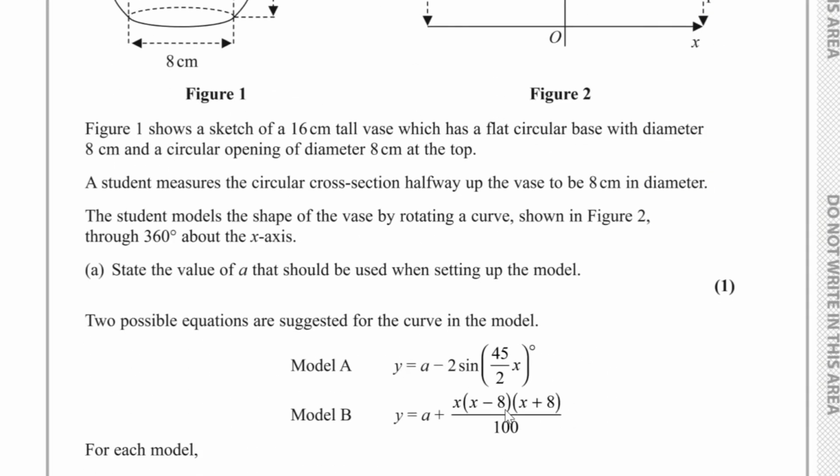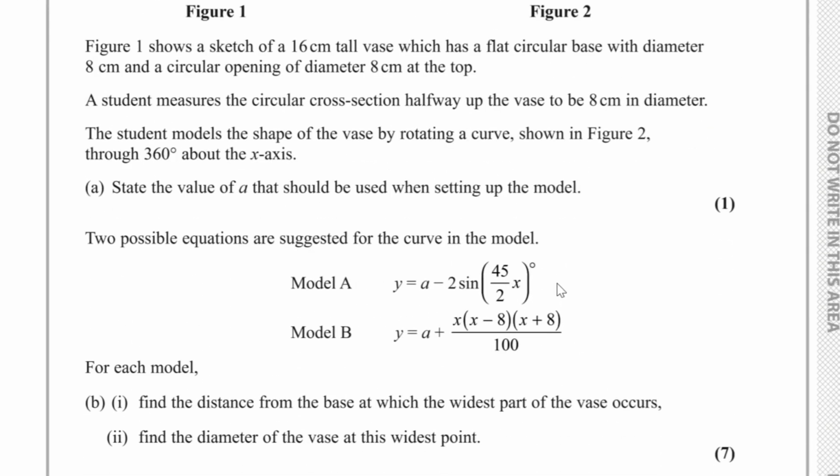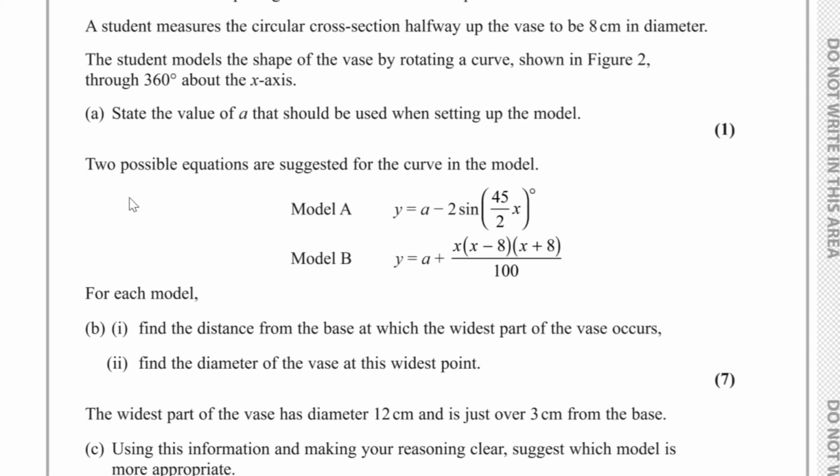And if that's the case, then for the model, well, let's have a read of the question. It says here 2 possible equations are suggested for the curve in the model. We've got model A, which is y equals a minus 2 times the sine of 45x over 2 degrees. And using A equals 4, I've got y equals 4 minus 2 times the sine of 45x over 2.